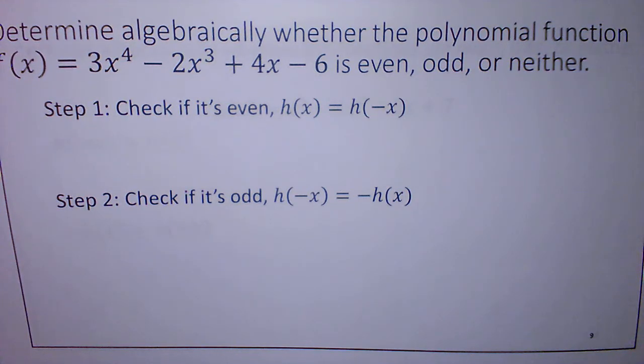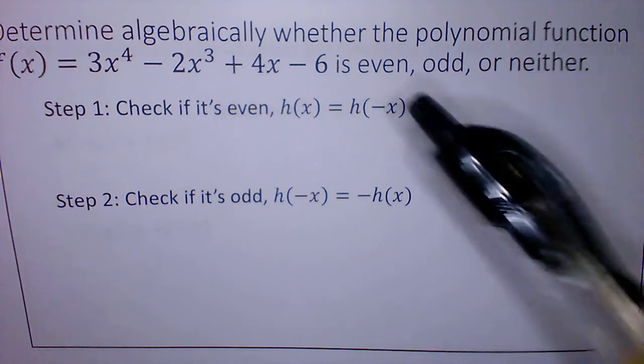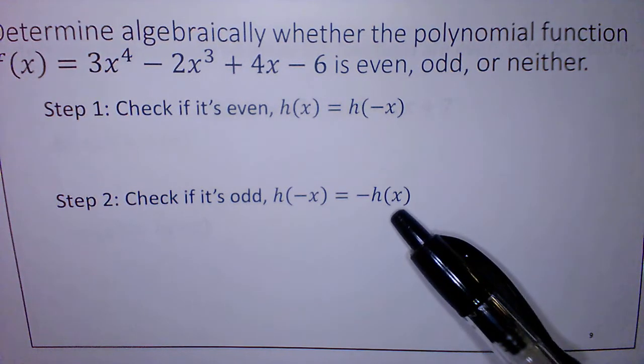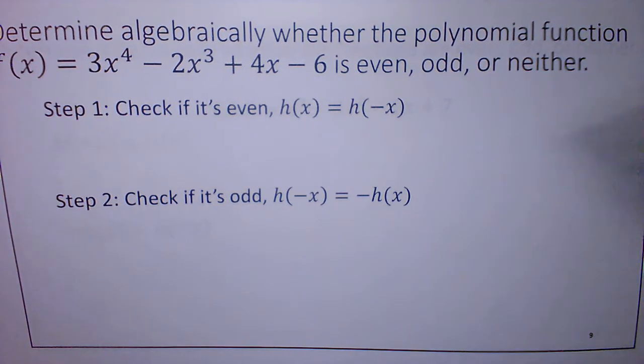First, we're going to check and see if h of x equals h of negative x. Check and see if those two things are the same. And then from there, we'll see if it's odd by seeing if the answer we got here is the same answer we get when we put a negative in front. Okay, so let's go ahead and do this one out. Again, pause at any time if you need to go back or need to catch up or something like that.